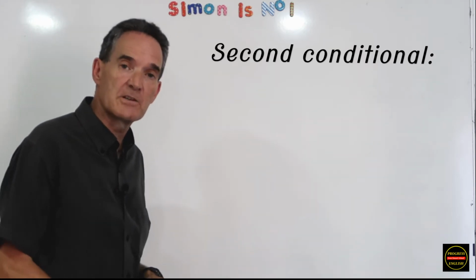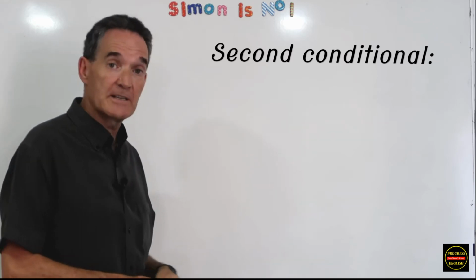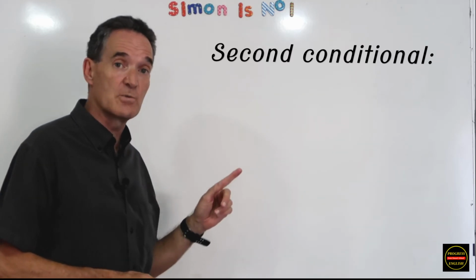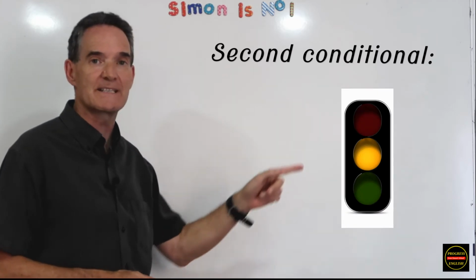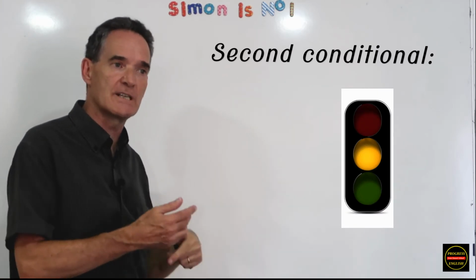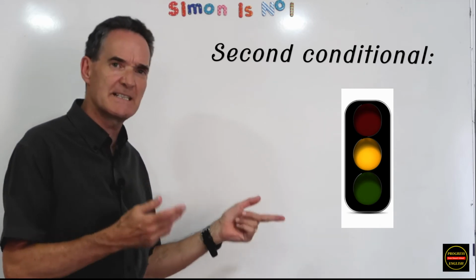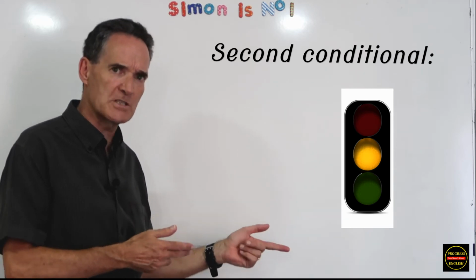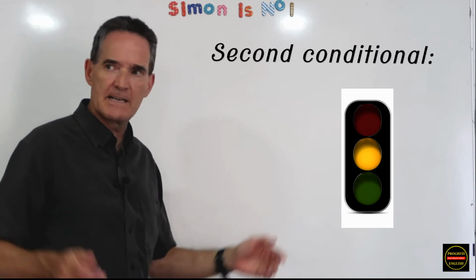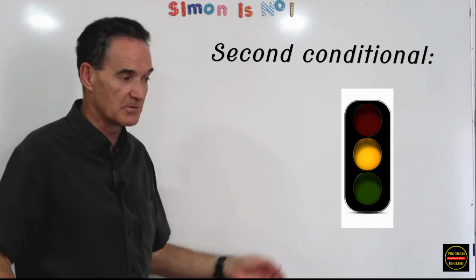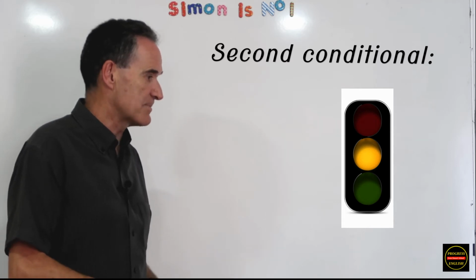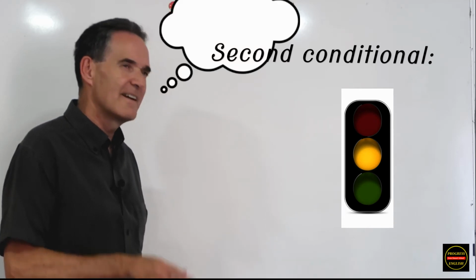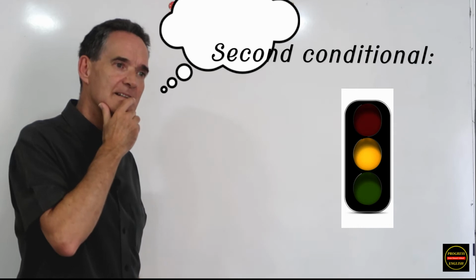Let's move on to the second conditional. First, we're going to look at a second conditional, which is the amber light. The amber light means something which is in the future, a condition in the future, but it's improbable. Not impossible, but improbable. Here I am today working, doing conditionals again, but it's possible.